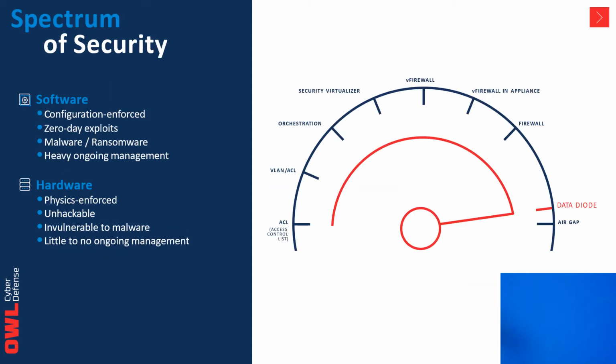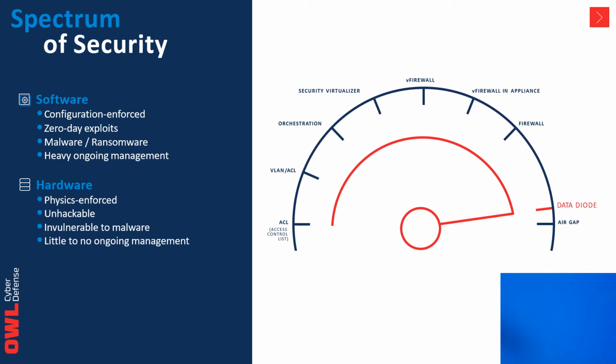Okay, so if you think about the spectrum of security, where on the spectrum do your protective services, the applications and the things that you're applying sort of sit? If you look all the way to the far right, you'll see there's a data diode. And just short of physically disconnecting yourself 100% from the networks is a diode.